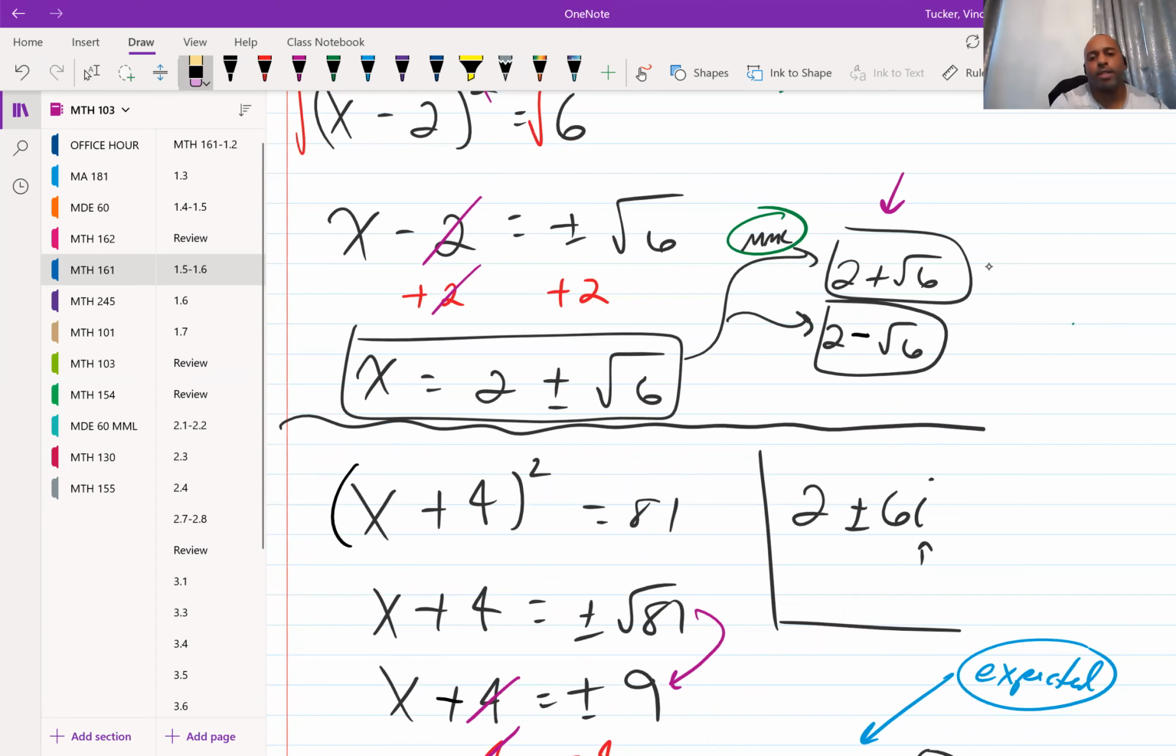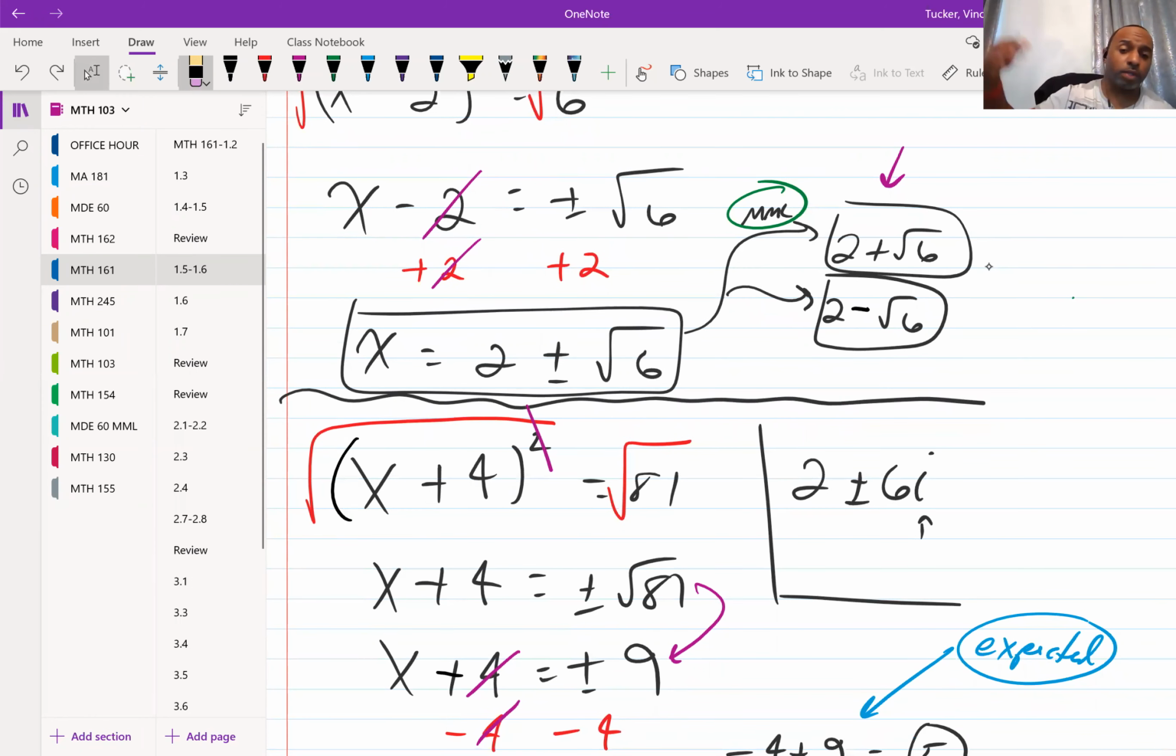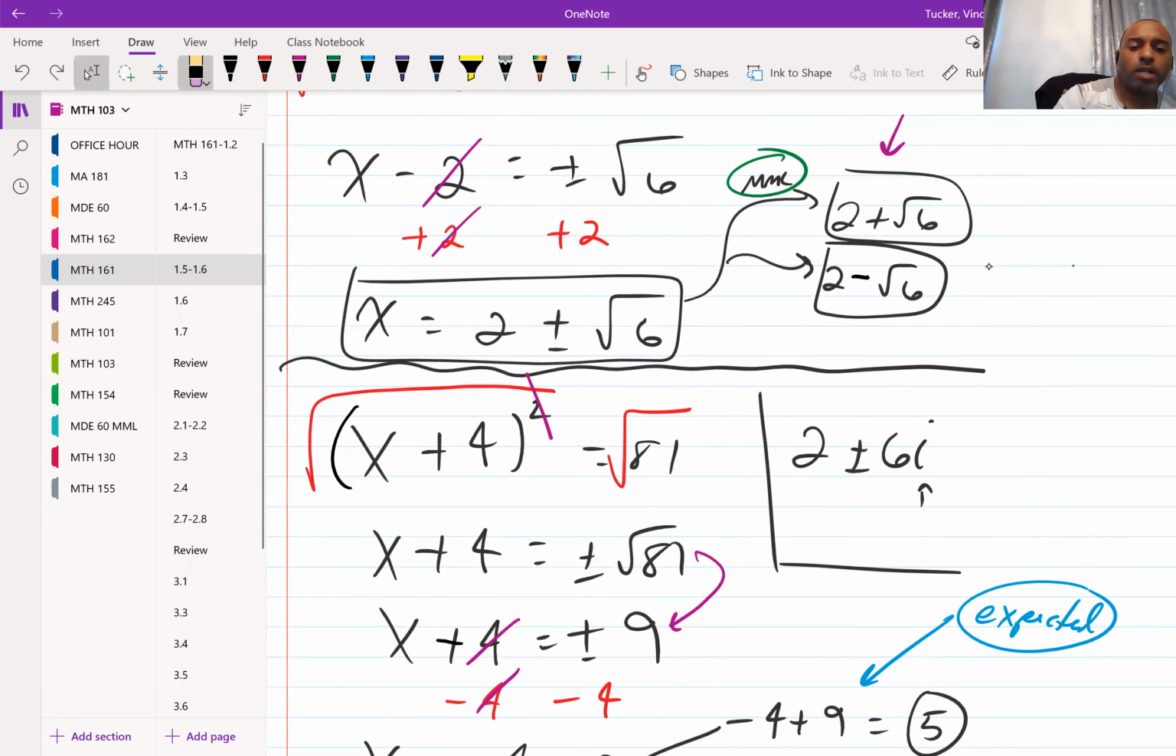Next one, very similar in setup, but the outcome is a little different. So I wanted to make sure I went through this. x plus 4 squared equal to 81. So once again, we take the square root of both sides because we want access to that x. Square and square root cancels, leaving me with x plus 4 on the left. On the right, once again, plus or minus square root of 81. That square root of 81 turns into 9.